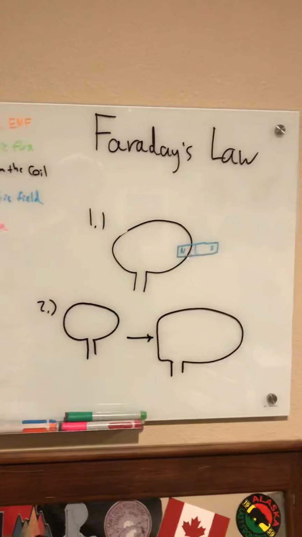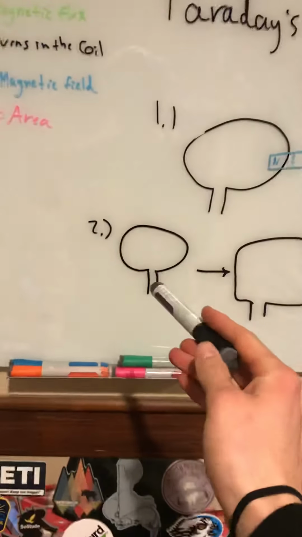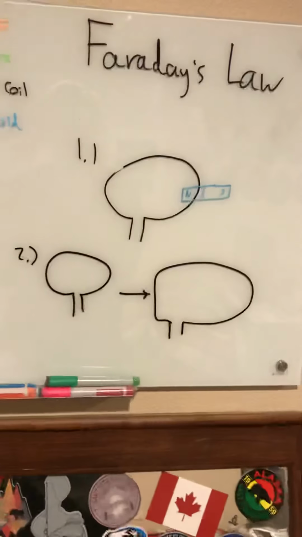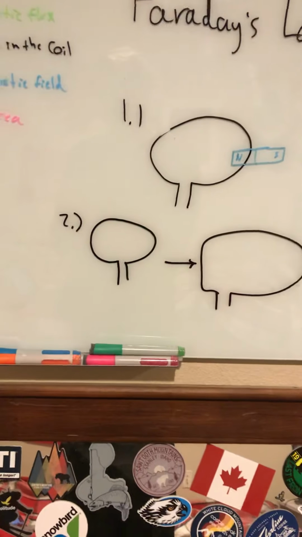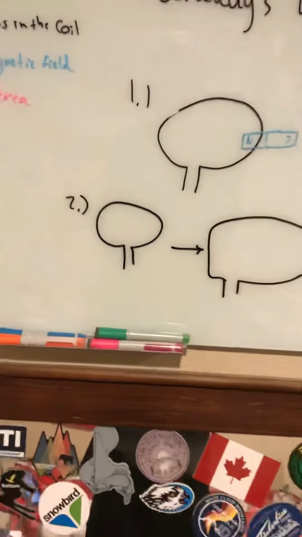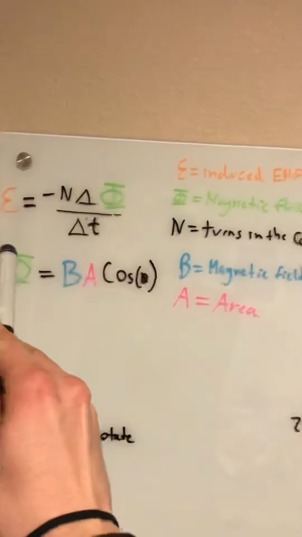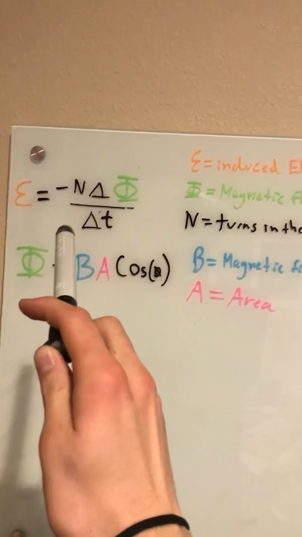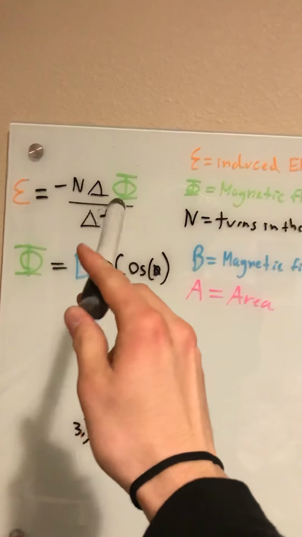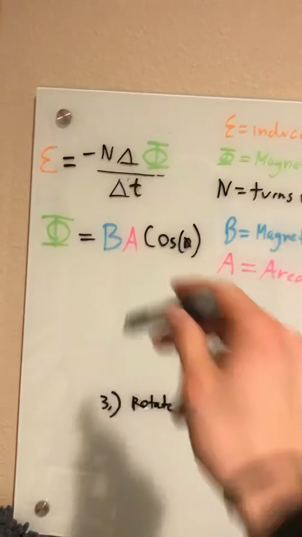Okay, so I want to talk about how, through Faraday's law, we can take a normal wire, a normal coil, and induce an EMF in that coil, therefore producing a current. So with Faraday's law, the induced EMF is equal to the negative amount of turns in the coil, that's the N, times the change in magnetic flux divided by the change in time.